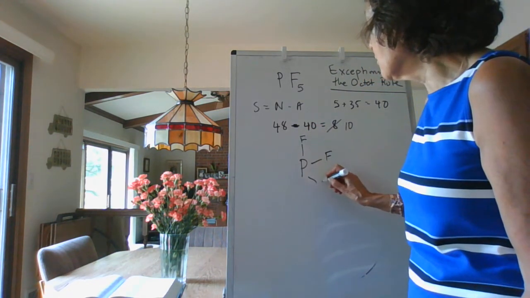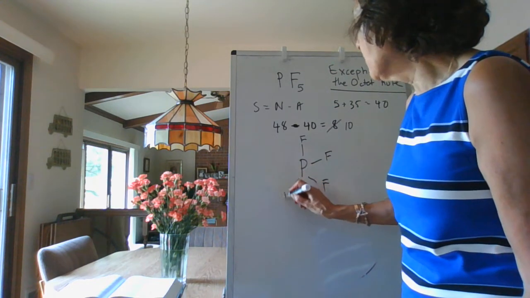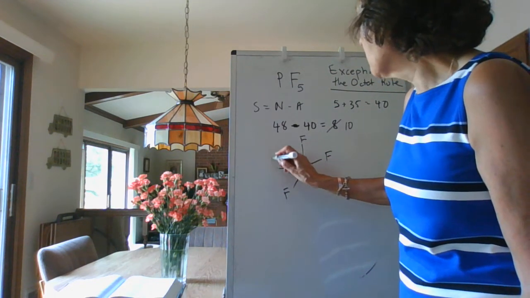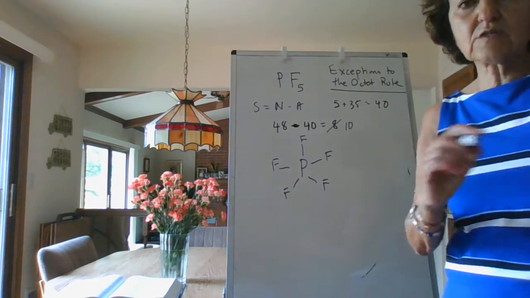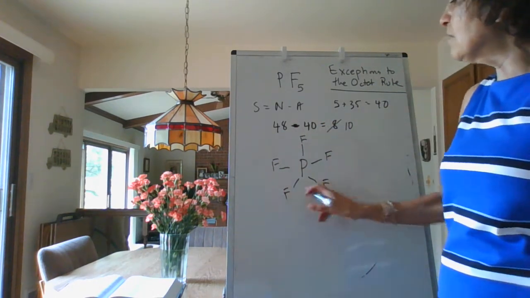Okay, so we're going to put the phosphorus in the middle, and we're not learning any shapes right now. We're going to learn shapes in the next chapter, but right now it's okay that I make it look like a flower like this. It actually looks a little different than that. All right, so I've got my 5 bonds.